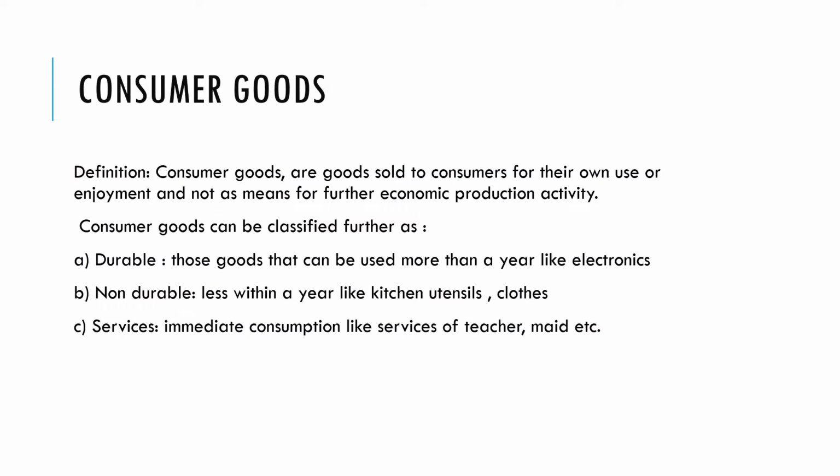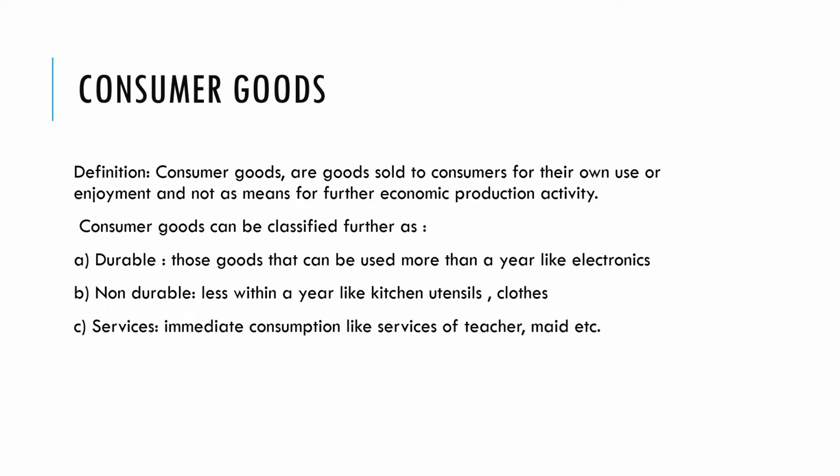Now let us look at another classification category, which was consumer goods and capital goods. Let's look at consumer goods first. By definition, consumer goods are goods sold to consumers for their own use or enjoyment and not as a means for further economic production activity. Consumer goods can be classified further as durable goods, non-durable goods, and services.